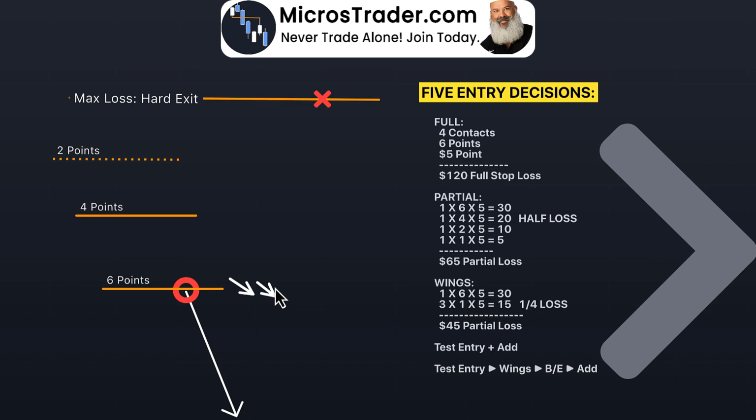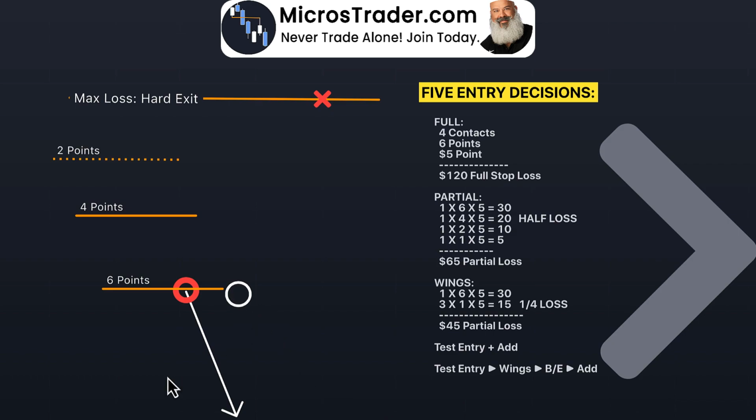All 4 here, or we do 1, 1, 1, 1, or we do the wings like this. Or if we come here, it touches and bounces, we add to our winners. I much prefer adding to my winners than I do adding to my losers. Okay, which is one reason I favor the wings.